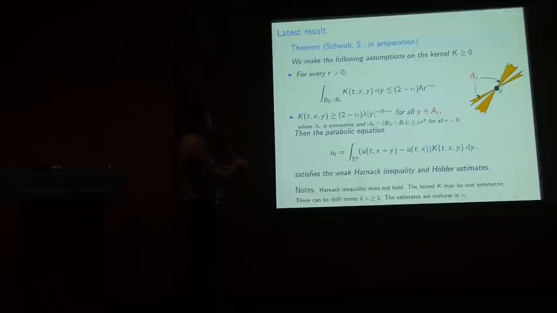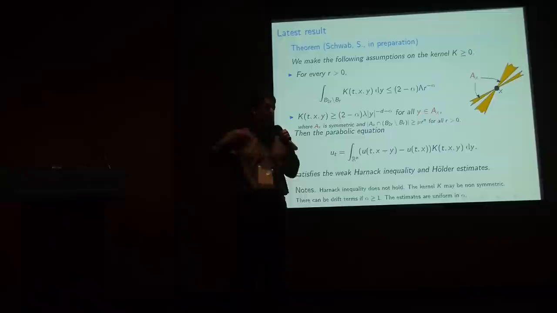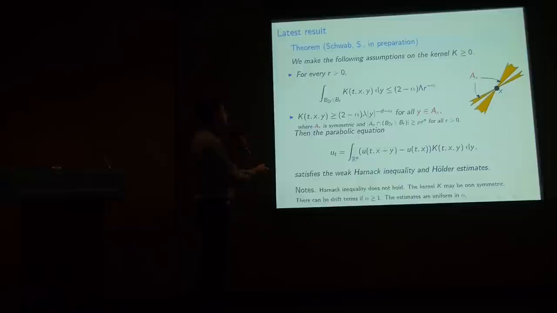If we had k bounded from above by the fractional Laplacian, it would imply this inequality. This is like what you get after you integrate that bound. And the lower bound is what I was mentioning: at every point x and t, you have some directions for which the lower bound holds, and you know that this set of directions has some positive density. So under these two assumptions, we can prove that the solutions of the equation satisfy the weak Harnack inequality and the Hölder estimate. The full Harnack inequality does not hold for this type of assumptions.